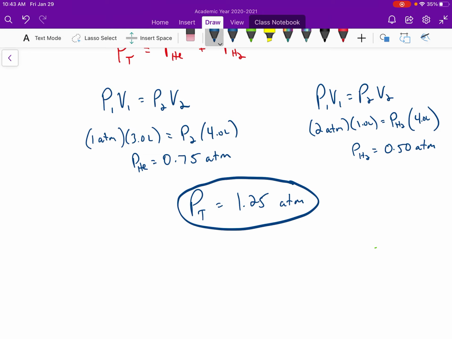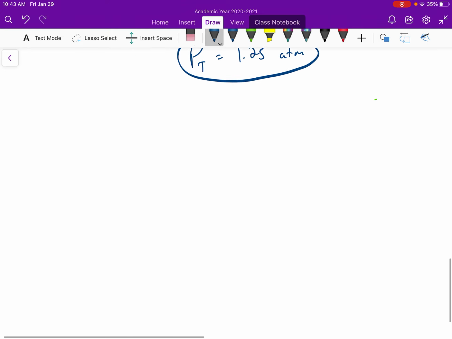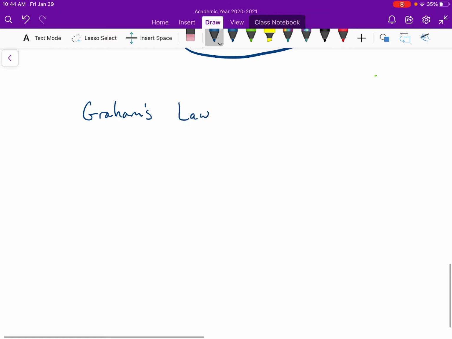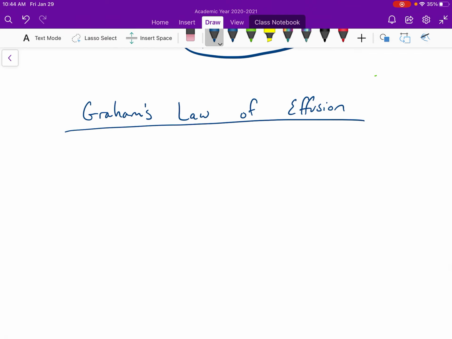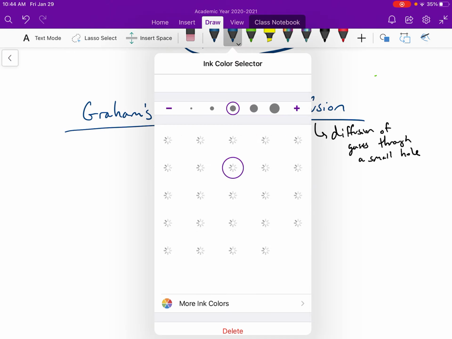Last piece of info here is going to be Graham's law of effusion. Okay, so we kind of mentioned effusion the other day, but effusion is specifically the diffusion of gases through a small hole. Okay, it's diffusion of gases through a small hole.